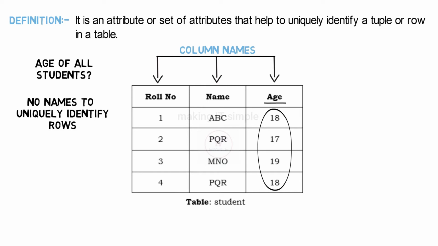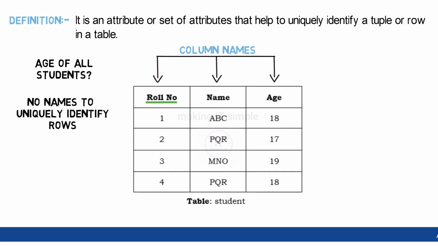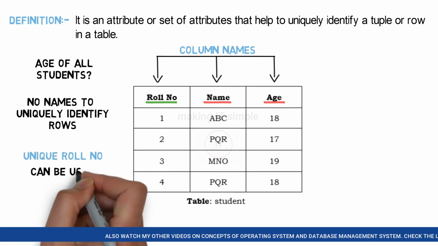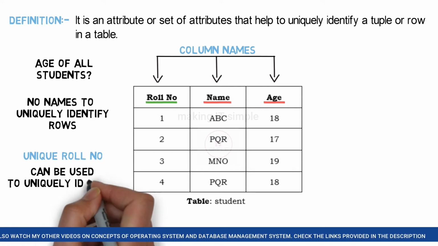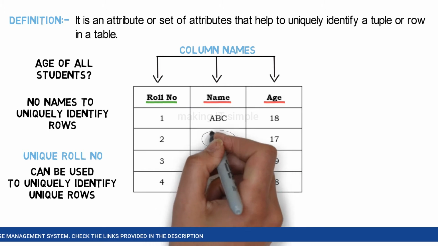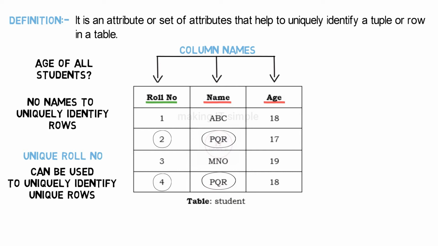We require such data or attribute, by using which we can uniquely identify a row from the table. To uniquely identify each row, we require an attribute which has unique values. So in this example, roll number has unique values for each row. Values in name and age columns are redundant or duplicate. So with unique roll numbers, we can identify unique rows. So roll number is an attribute that can help to uniquely identify a row. As we can see, there are two students with name PQR, but with unique roll numbers we can identify them both uniquely and there won't be any confusion.